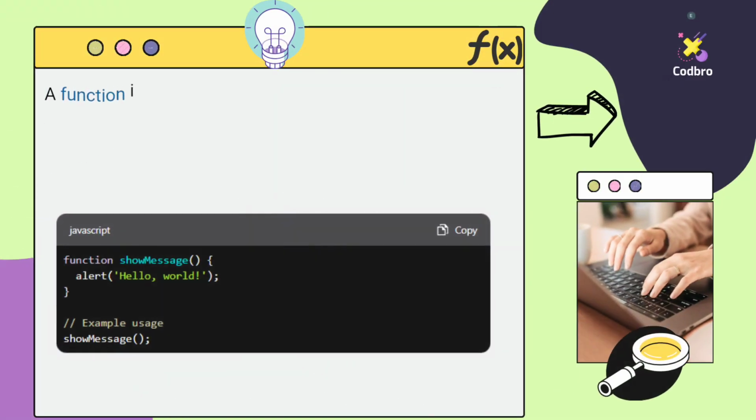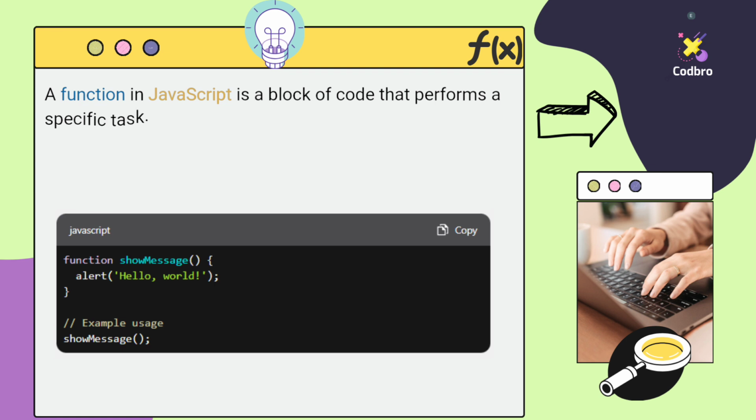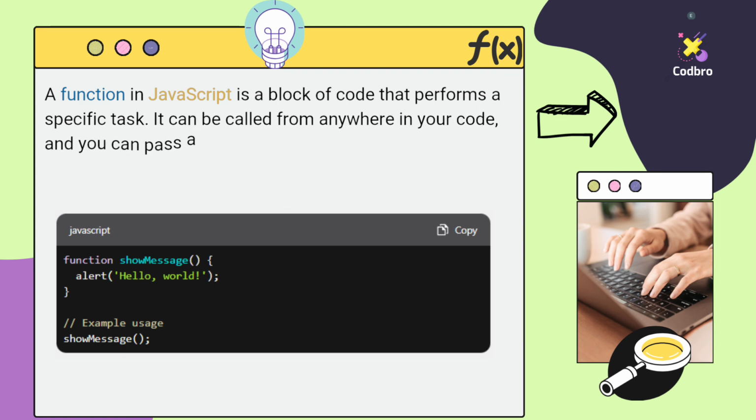A function in JavaScript is a block of code that performs a specific task. It can be called from anywhere in your code, and you can pass arguments to it and return a value from it if you need to.